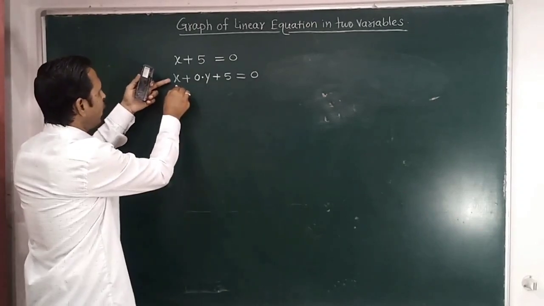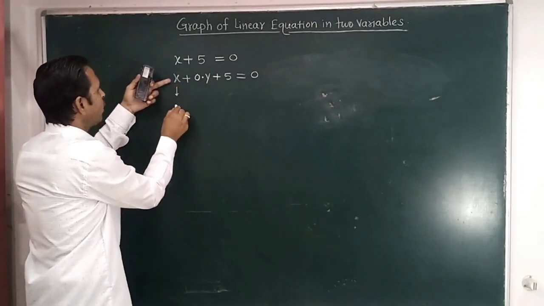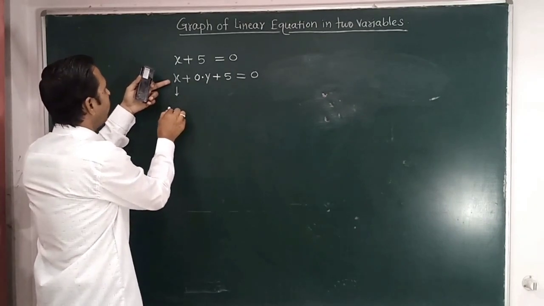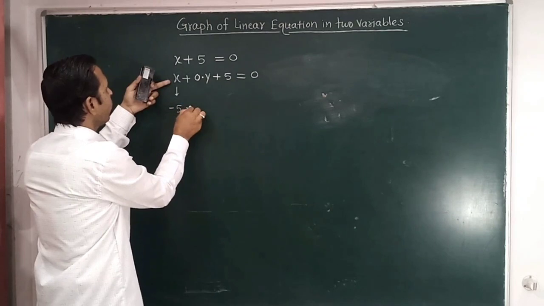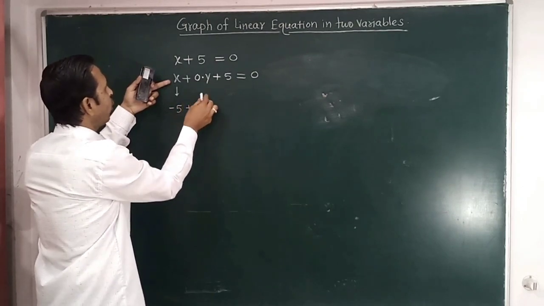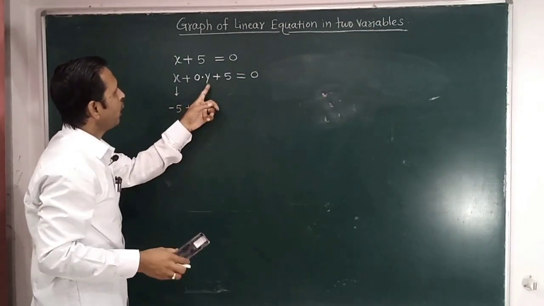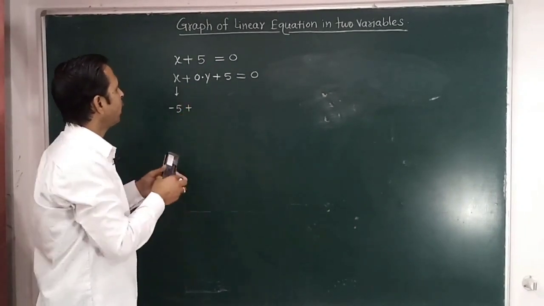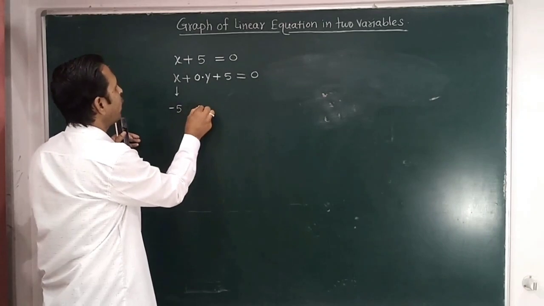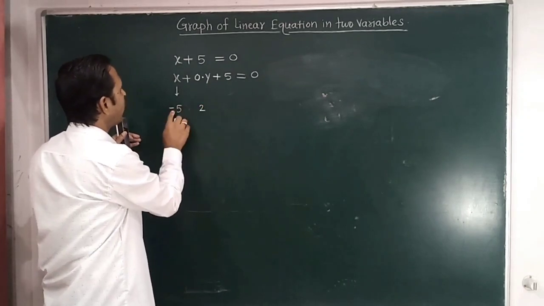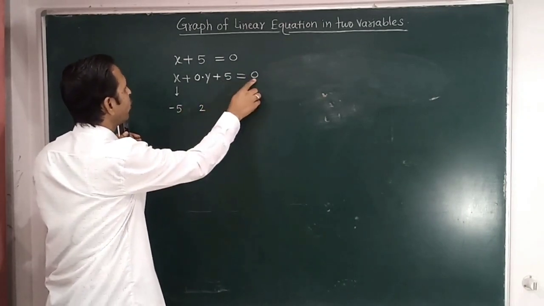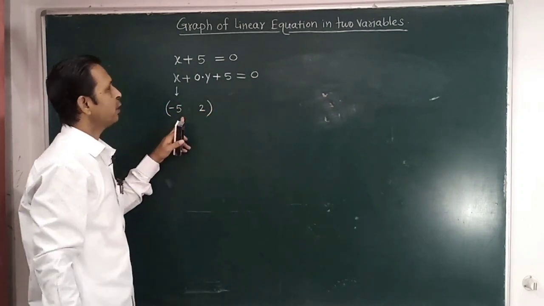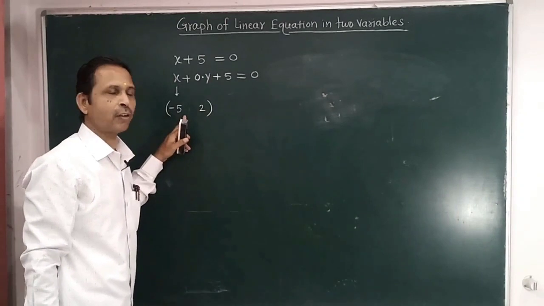Suppose we take the value of x as -5, plus the value of y. If we put any value of y, we will get 0 there, and that's why if we put the value of y as 2, then -5 plus 5 is again 0. This means -5 and 2 is one of the pairs for this equation.